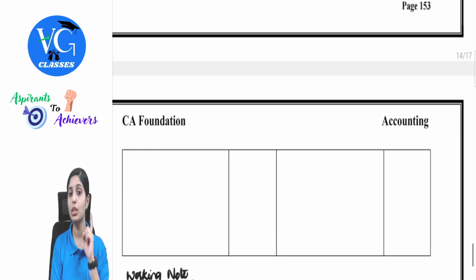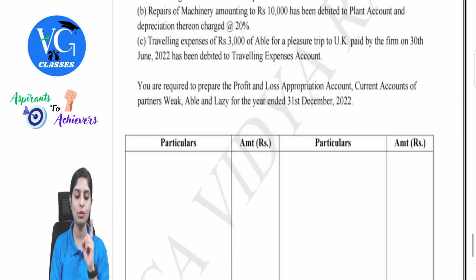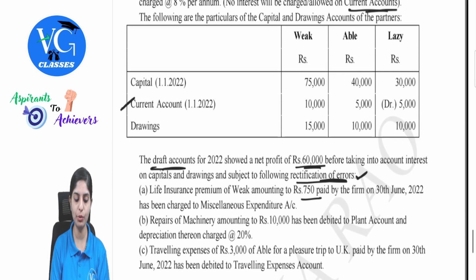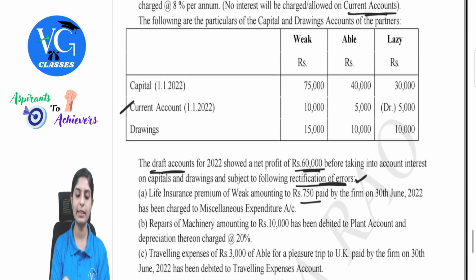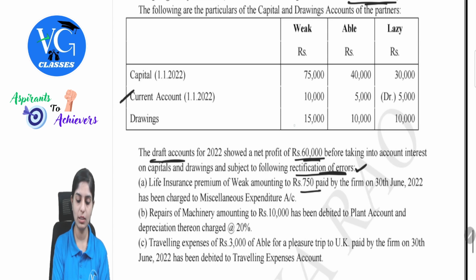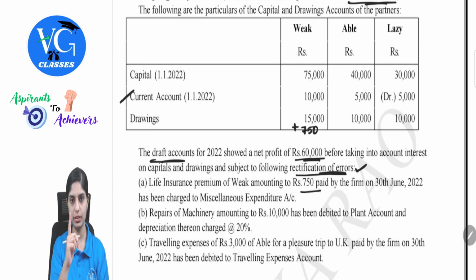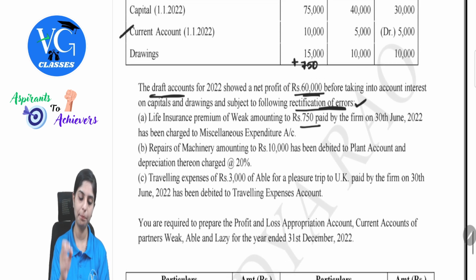Now this is the impact which we have taken for rectification. Understand one thing, this was in the nature of drawings. In the question, they have also given us drawings. Yes or no? They have given us the drawing details of Weak. So this 750 will also be added to Weak's drawings. This is important not to be missed.